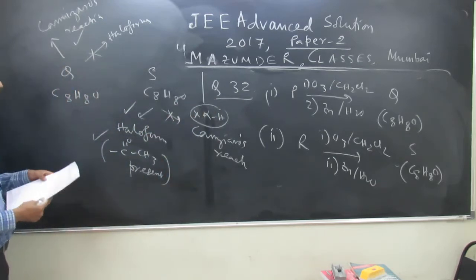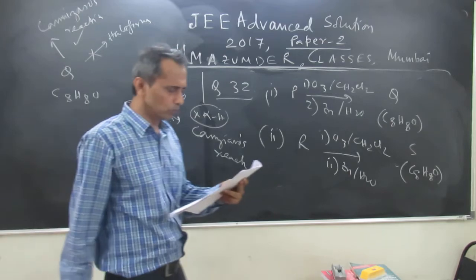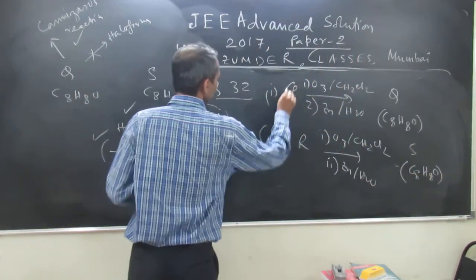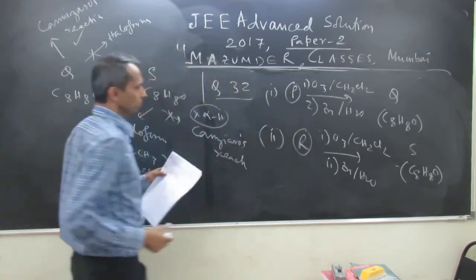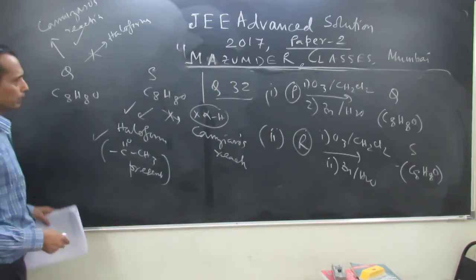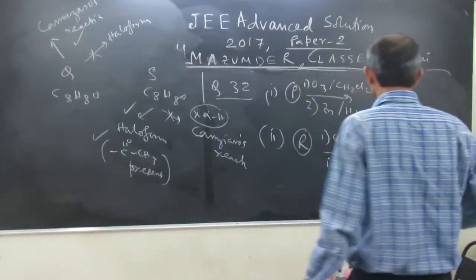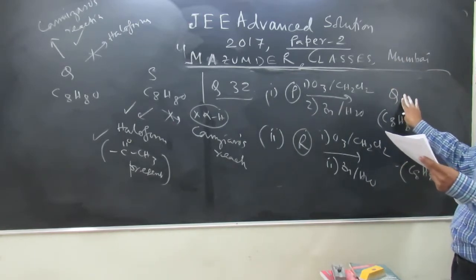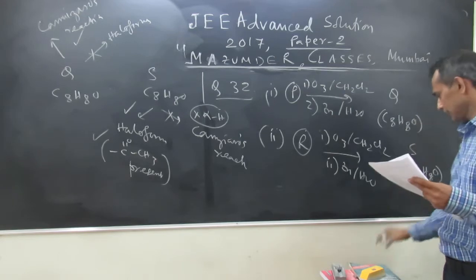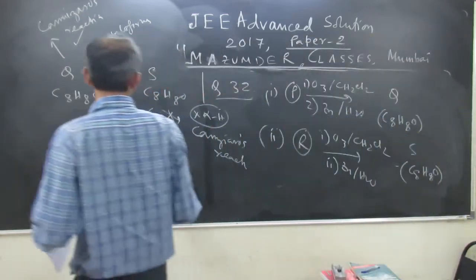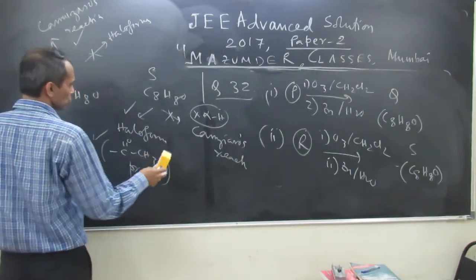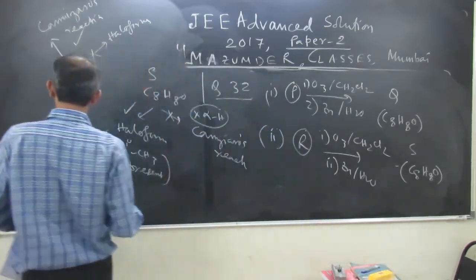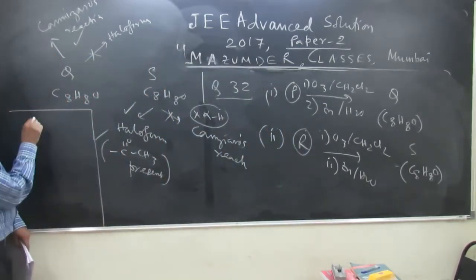So now looking at this, let us choose. They are asking for the options with suitable combinations of P and R. You have to find P and R. P should be such that Q gives only Cannizzaro's reaction. For example, let's choose option A.